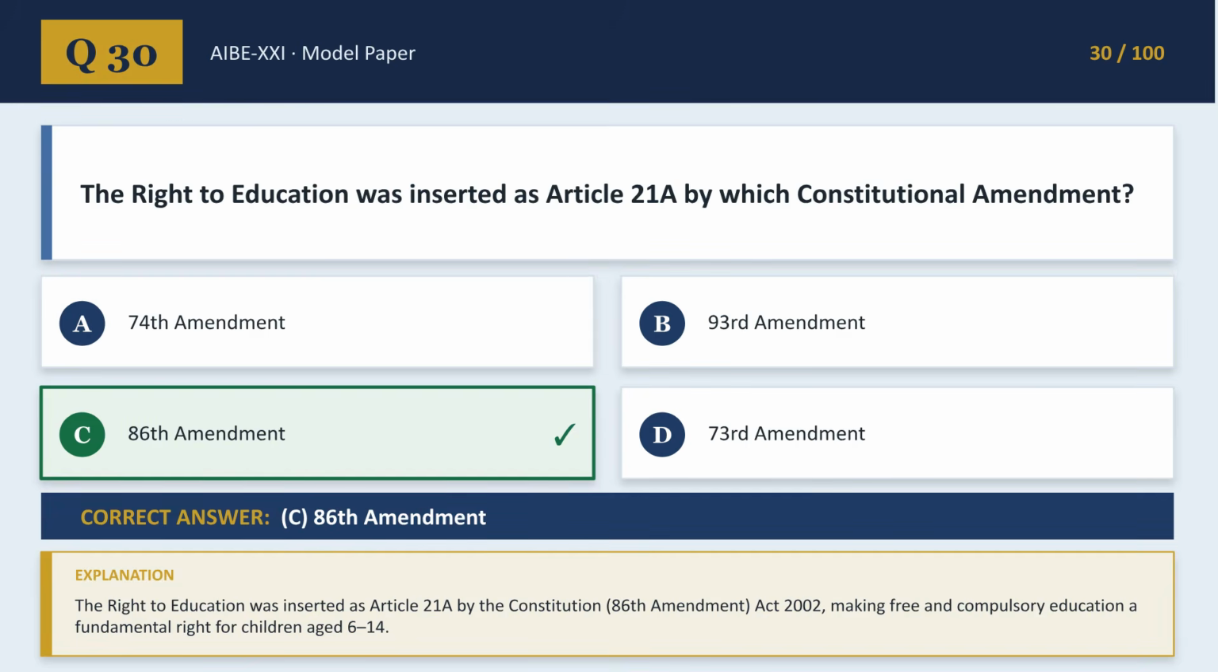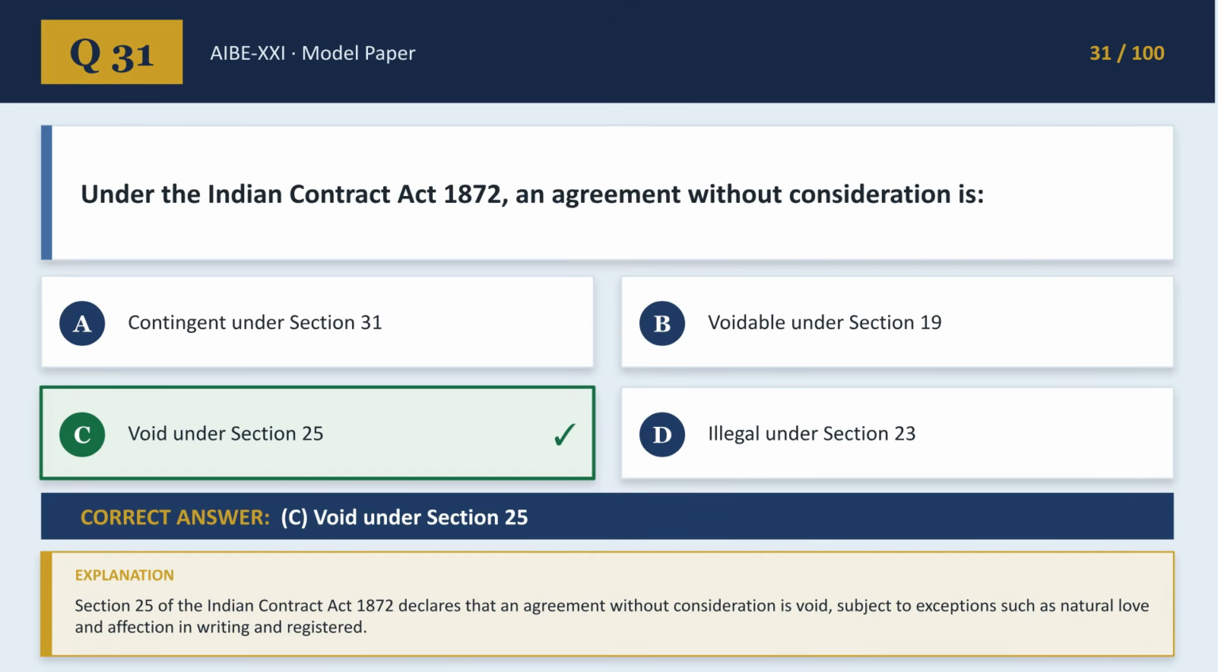Question 30 asks, which constitutional amendment inserted the right to education as Article 21A? The correct answer is C, the 86th Amendment Act 2002, making free and compulsory education a fundamental right. Question 31. Under the Indian Contract Act 1872, an agreement without consideration is void under Section 25. The correct answer is C. Consideration is generally essential for a valid contract, except in certain specified cases.